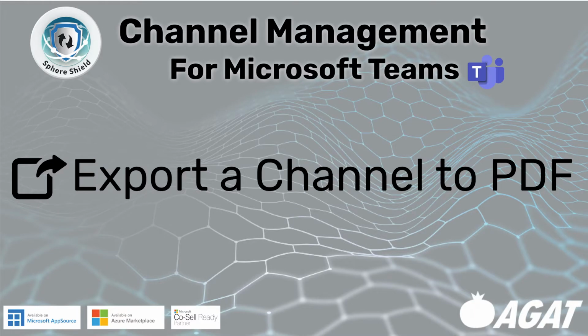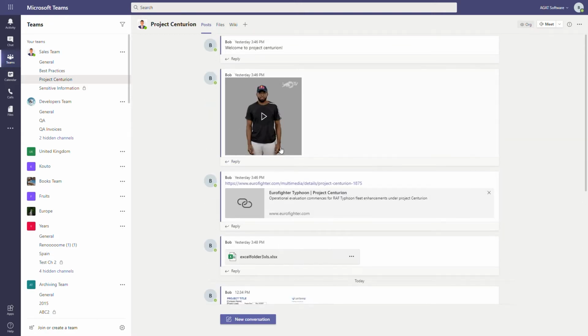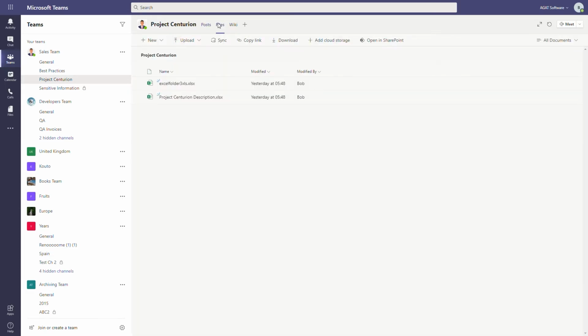Now, what about exporting a channel to PDF? So this is another feature in the channel management product. Here we have the Project Centurion channel. And again, it's got all its different posts and files. Some of the posts are images, some of them are GIFs.